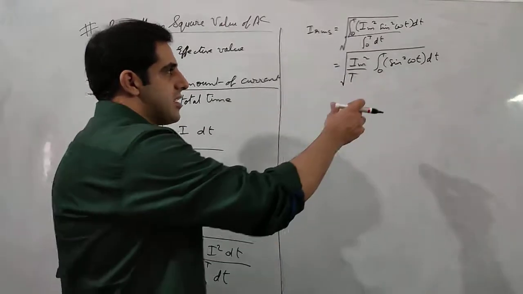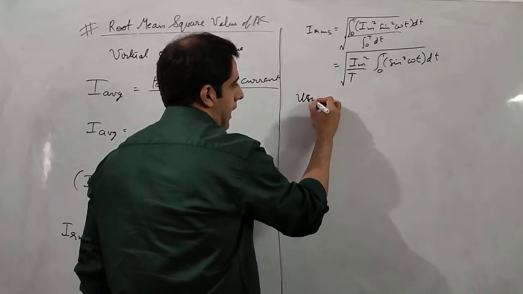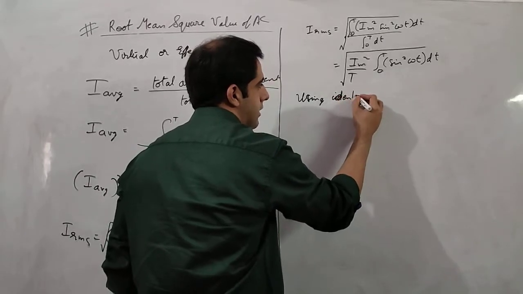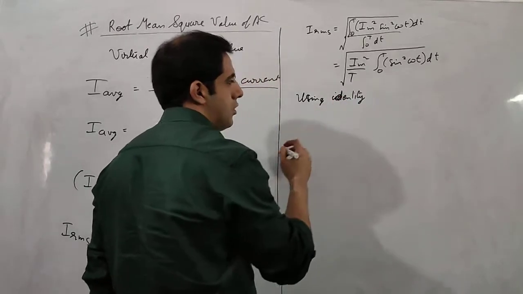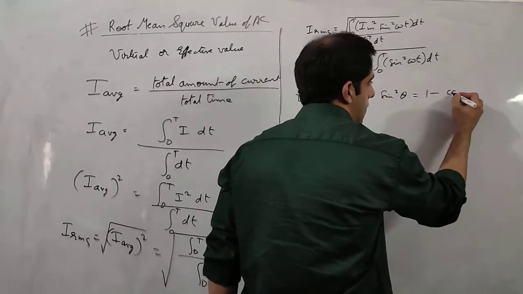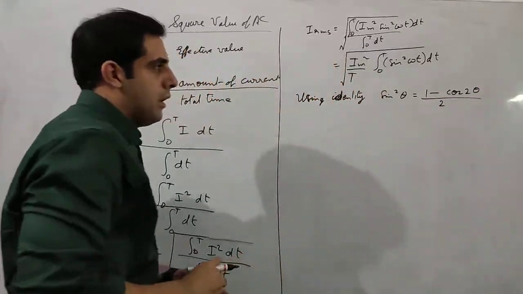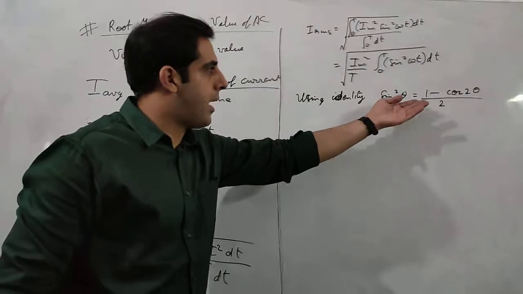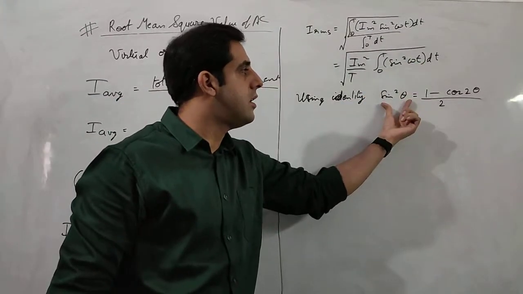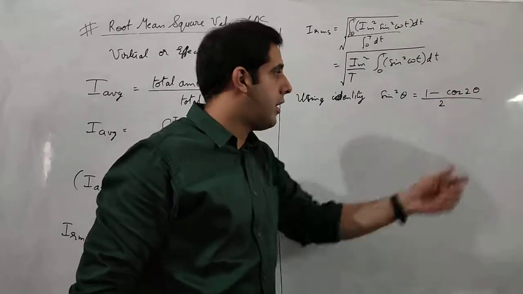Now what is remaining inside the integration sign is sin squared omega t. So here we use a trigonometric identity. You should note down this identity: sin squared theta equals 1 minus cos 2 theta upon 2. If we apply this here, then sin squared omega t will be equal to 1 minus cos 2 omega t divided by 2.